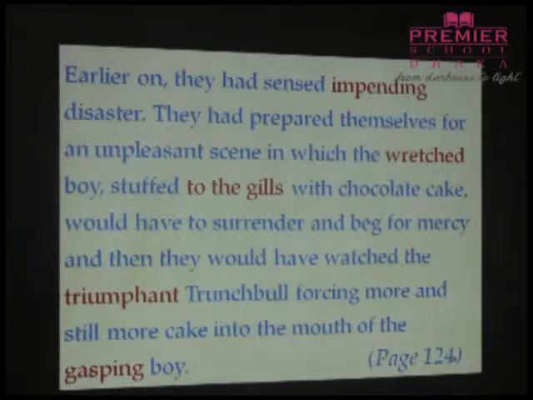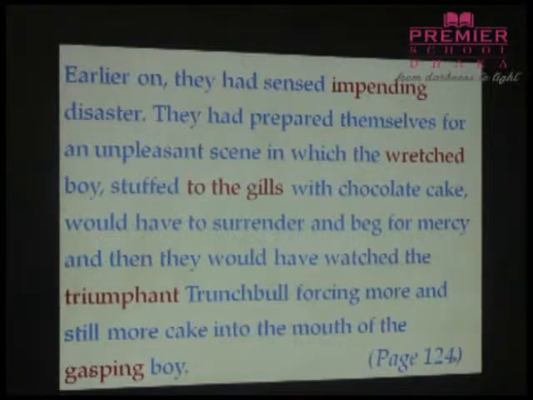They had prepared themselves for an unpleasant scene in which the wretched boy, wretched means poor, unfortunate, stuffed to the gills, stuffed as full as possible, to the gills means as full as possible, with chocolate cake, would have to surrender. Bruce would have to surrender and beg for mercy. And then they would have watched the triumphant Trunchbull.